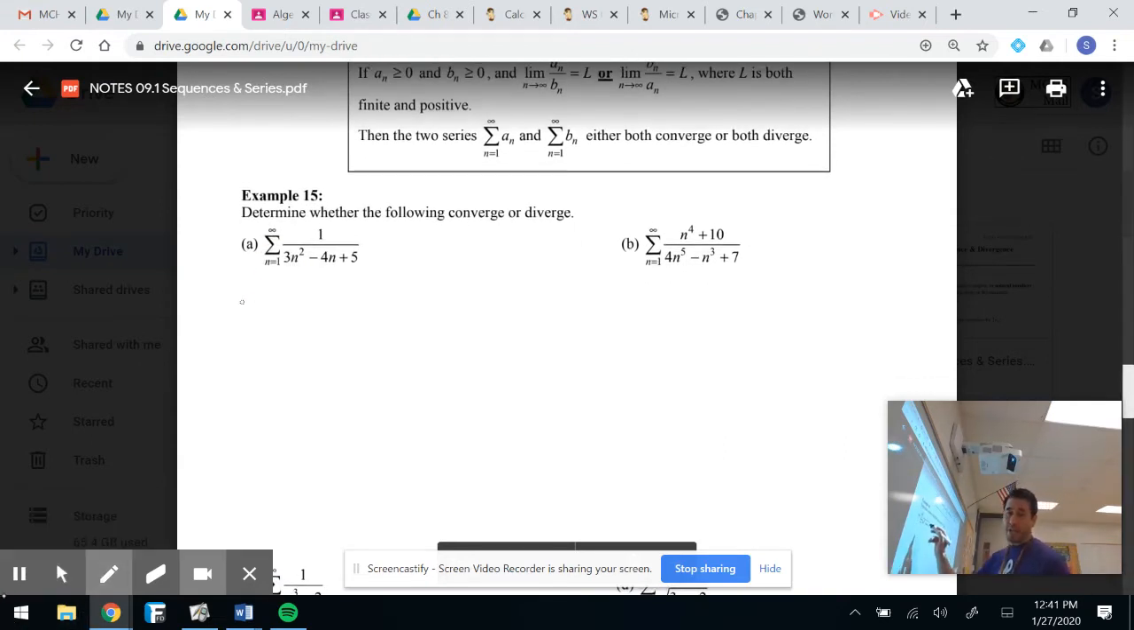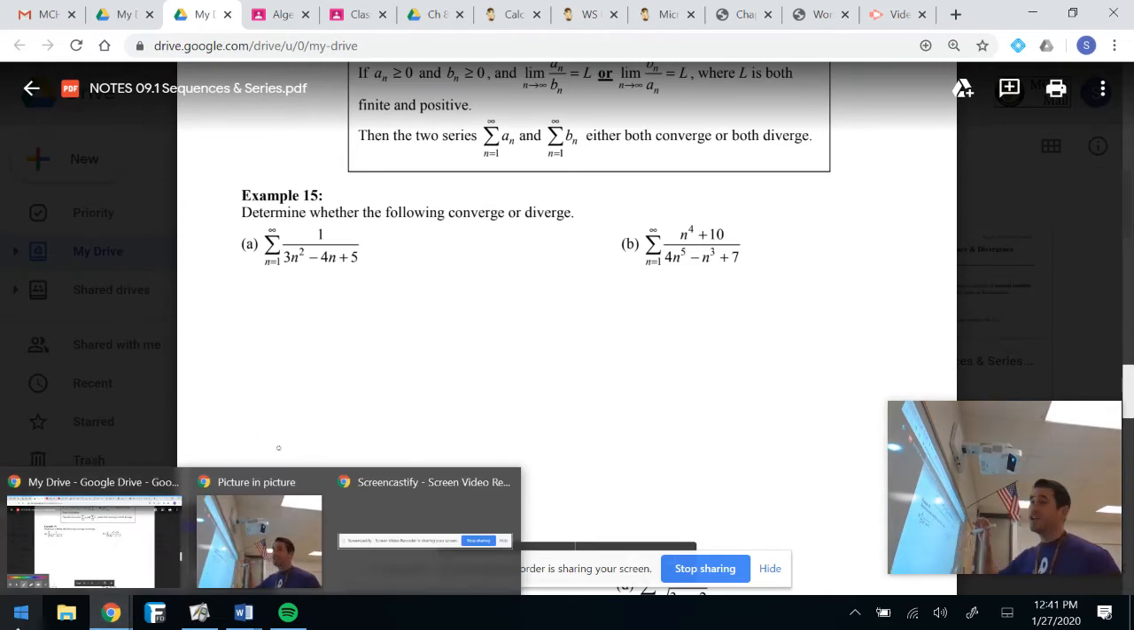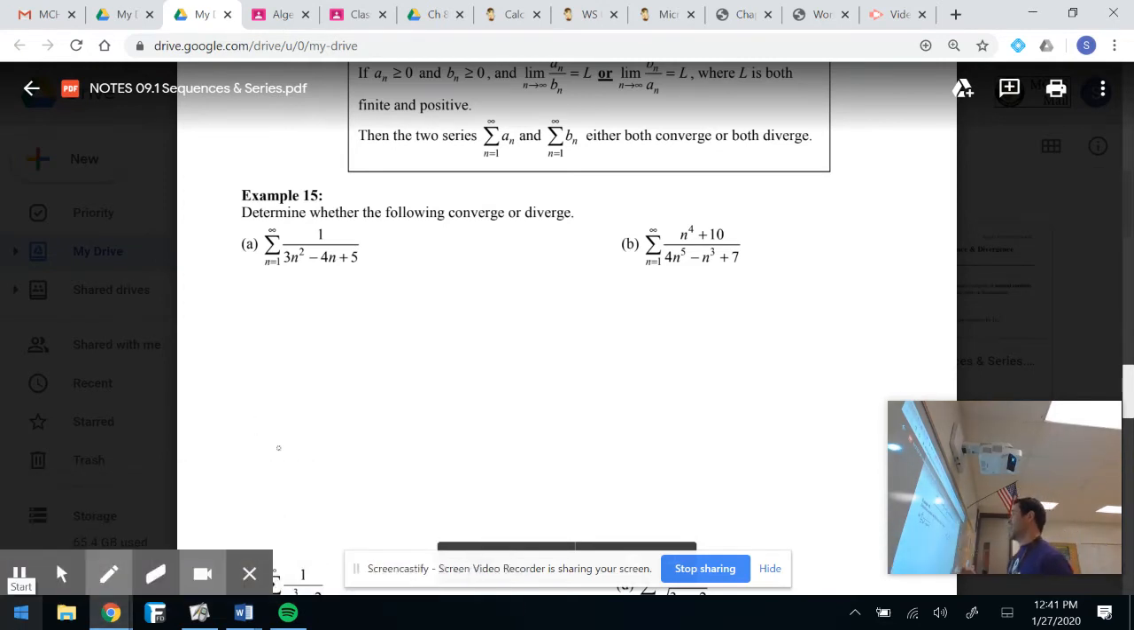If I did the nth term test, I would get 0, so I got to try something else. This kind of looks like a 1 over n squared. Like maybe I could compare it to 1 over n squared, but I couldn't use direct, right? Because then developing some type of inequality for that guy would be a little bit too difficult. So let's try this limit comparison test thing, okay?